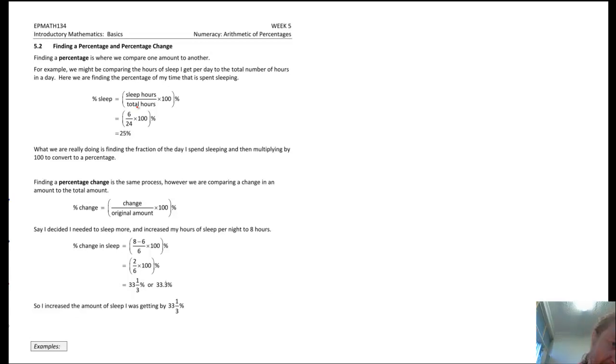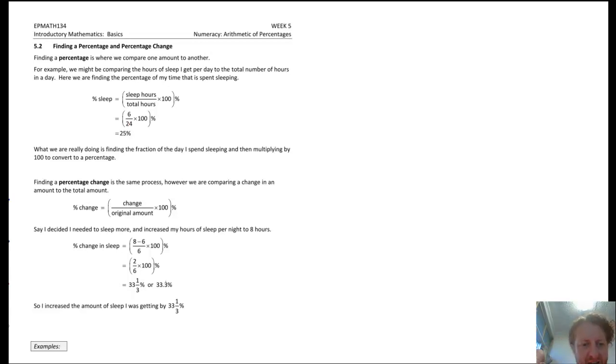So in this case, the hours I'm discussing is 6. I'm getting 6 hours of sleep per day. On the bottom, I'm saying there are 24 hours in a day, so my comparison is 6 on 24. Well, that's a fraction. To convert to percentage, I just times by 100. So the fraction of the day I sleep is 6 on 24, which is the same as 1/4. And 1/4 times 100 is 25. So I could say I sleep 1/4 of the day as a fraction. I sleep 25% of the day as a percentage.